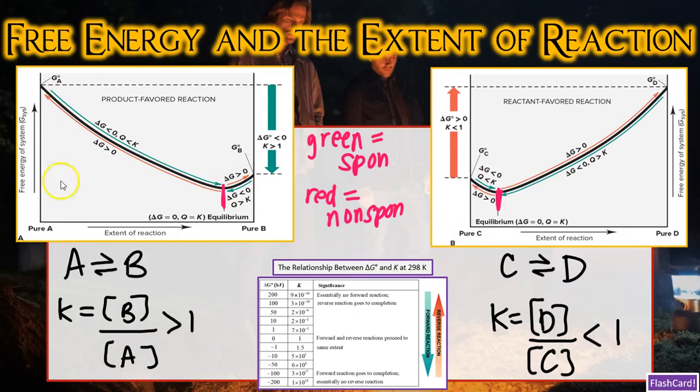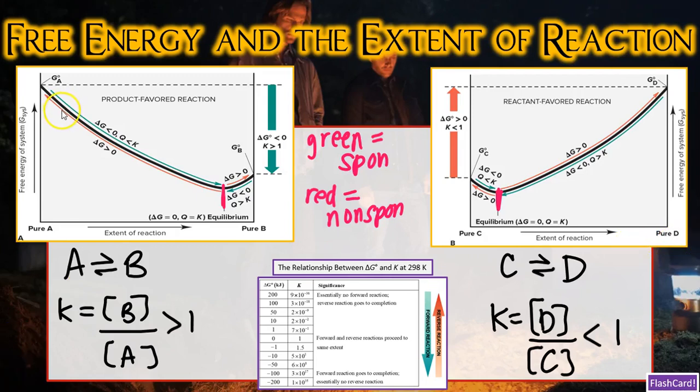On the y-axis for these graphs, we're going to have the free energy or delta G of the system. And on the x-axis, we have the extent of the reaction. So we're going from left to right. For this overall product favored reaction, we're using A in equilibrium to form B. So we're going to go from A forming B. And for this overall reactant favored reaction, we have C in equilibrium to form D. So we're going from C, which is our reactant, to form D.